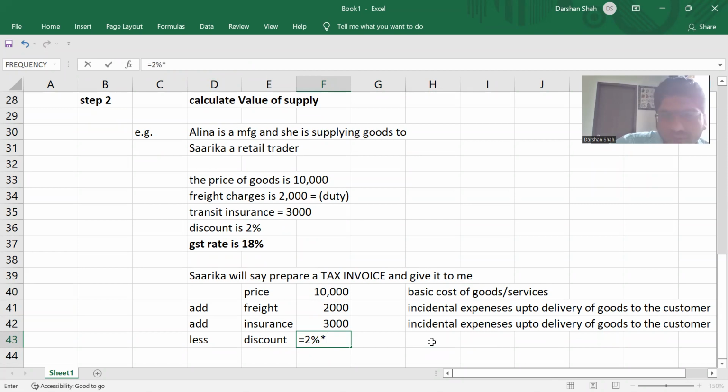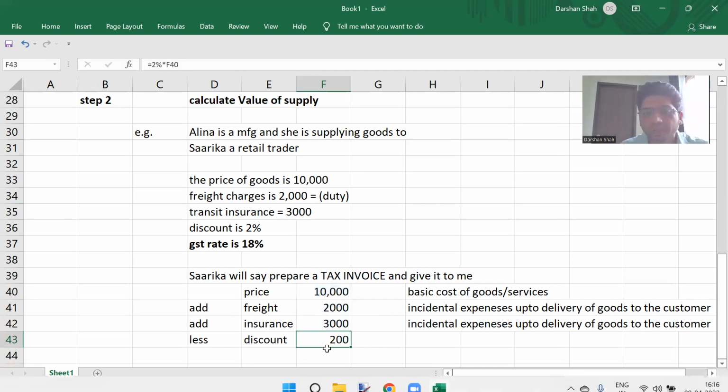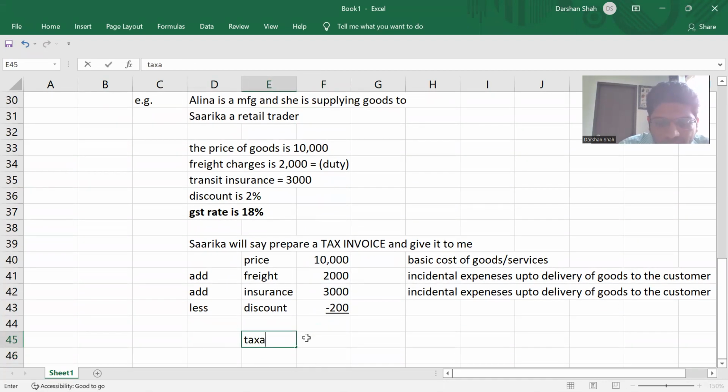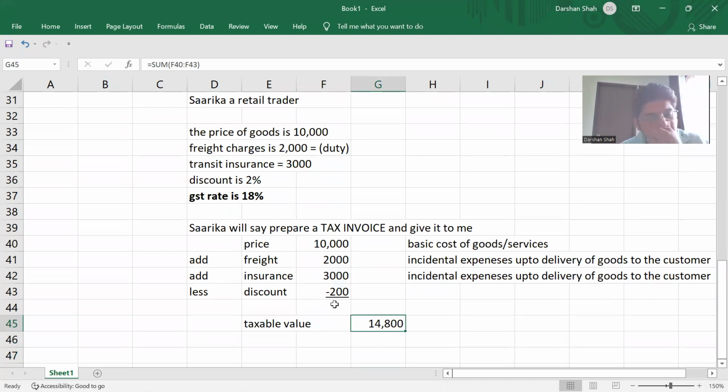2% of which value? Should I take 10,000 or should I take 15,000? The basic price, 10,000. Good. I'll take 2% of the basic price. Don't take 2% of this entire value. So 2% of only the basic value, 200, will be deducted. I'll call this value the taxable value. My taxable value will be the total sum of all of these, because I have already written the discount in negative. 14,800.